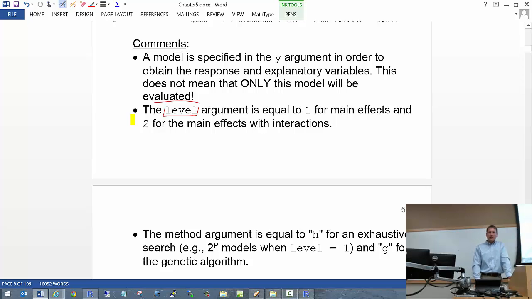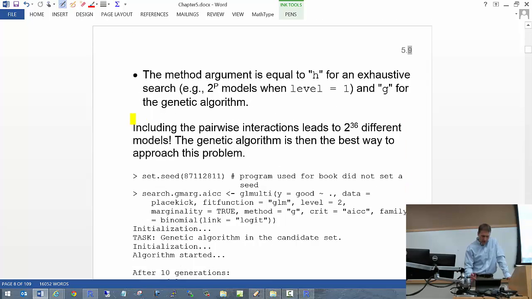So the level argument, remember I said level equal 1? That again corresponds to just using the main effects. If I said level equal 2, it would actually look at the main effects and their corresponding interactions as well. The method argument for H, again, was for exhaustive. If I would have put instead G, that tells R to do the genetic algorithm.